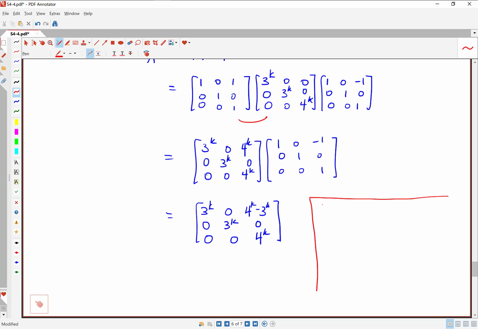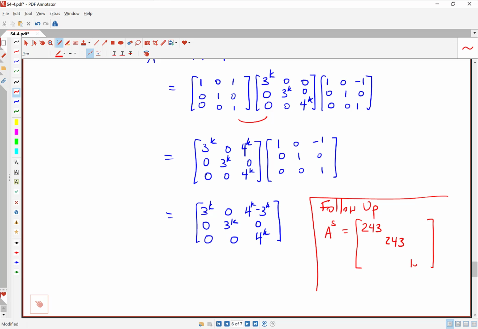So just as a follow-up to illustrate why we care about this, for example, now that we've got this A to the k, it's really fast for us to plug in any exponent and figure out what that power of A is. So if we use k equal 5, we'd have, well, 3 to the 5 is 243.